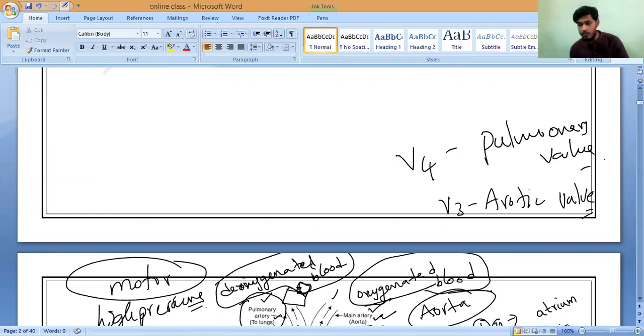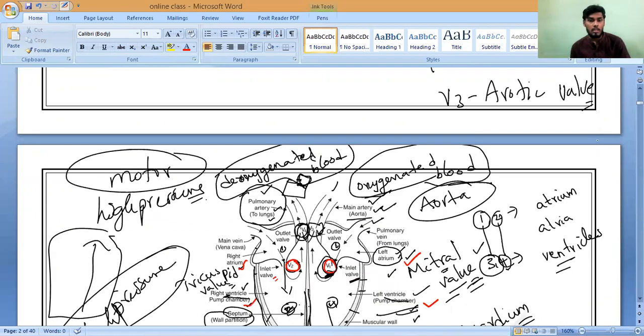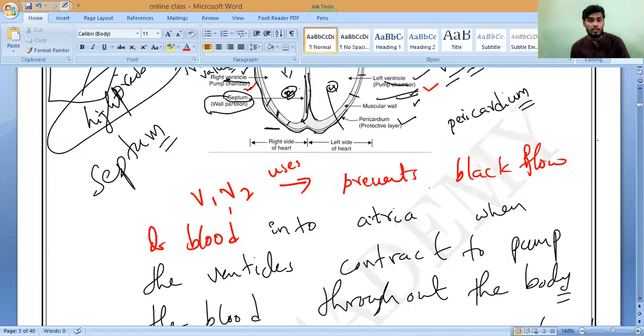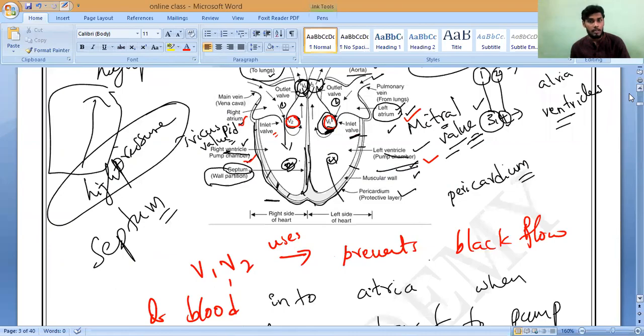You understand, all of you? So this is about V1, V2, V3, V4. Have you remembered the names? These 4 names are very, very important for our exams also. Please remember these 4 names perfectly and where they are located. They will ask you, V1 is located between where? V4 is located between where?